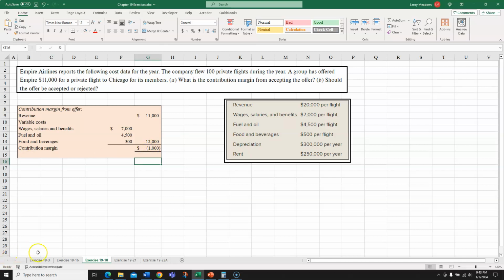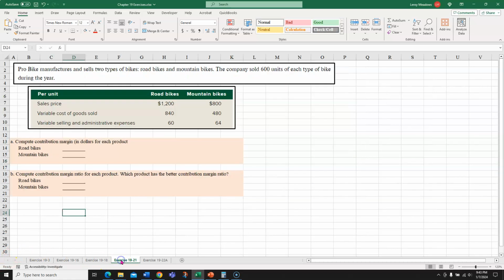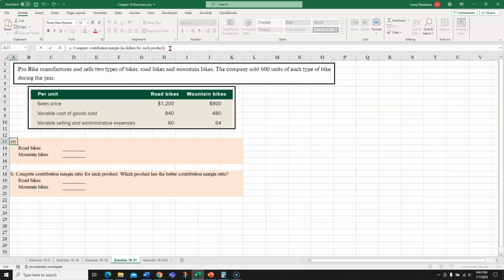Okay, let's look at another exercise here. Pro Bike manufactures and sells two types of bikes, road bikes and mountain bikes. The company sold 600 units of each type of bike during the year. And so we're given the information here. And we're asked to compute the contribution margin in dollars for each product. And I see I'm missing a parenthesis there. Let's just fix that because it's going to drive me nuts if I don't.